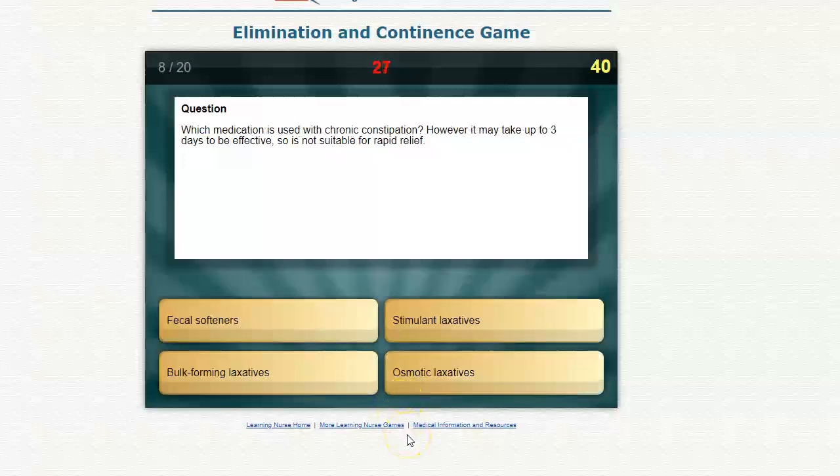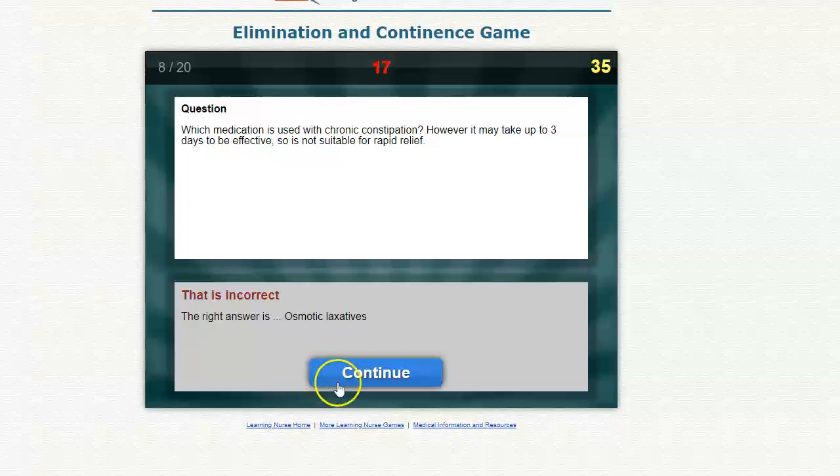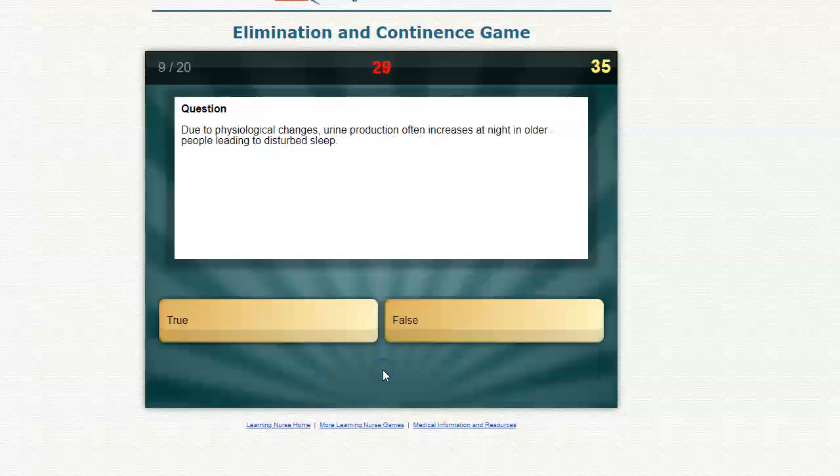Which medications is used with chronic constipation? However, it may take up to 3 days to be effective, so it is not suitable for rapid relief. Might be bulk forming? No, it's osmotic laxatives.